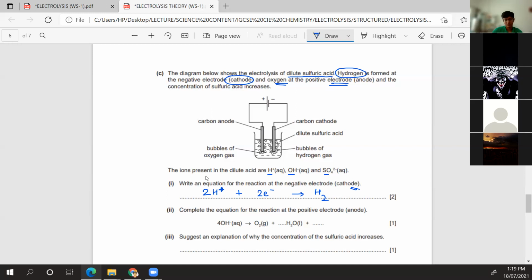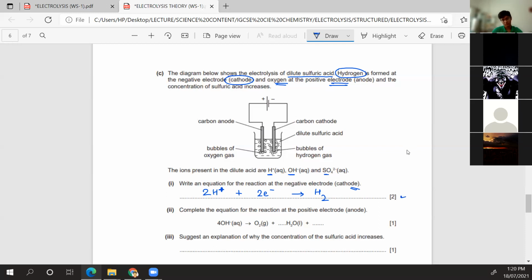For all negative or positive electrode reactions, whether it's cathode or anode, we have to start with an ion. If we are starting with a positive ion, then it's gain of electrons, and if we are starting with a negative ion, then it's loss of electrons. So it is 2H+ + 2 electrons gives H2. Balancing is for 1 mark and writing the equation is for 1 mark. So that's how it is 2 marks.